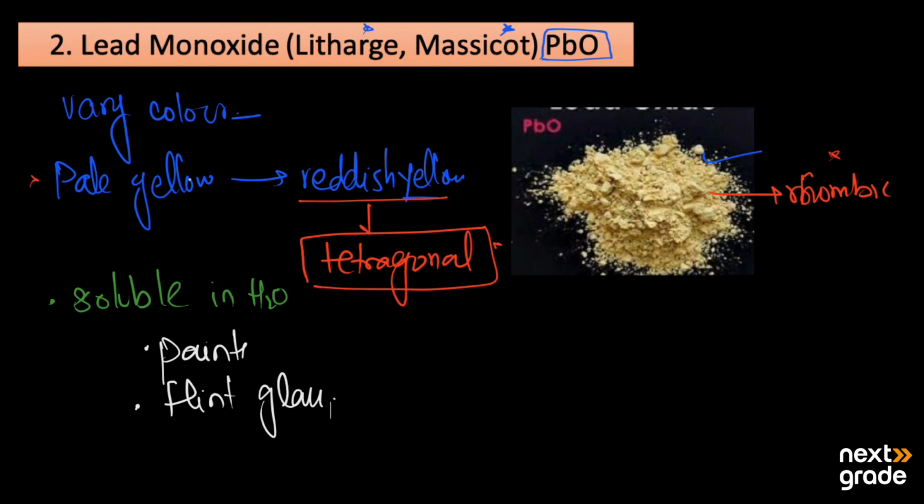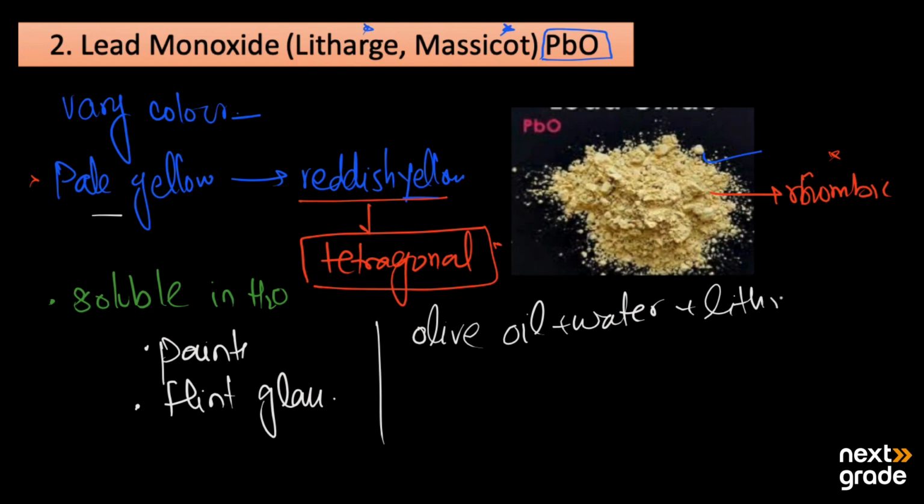But on the other hand, if we start to heat that litharge, or boil it with water and olive oil, so we have to heat it with olive oil plus water plus litharge, then what can happen? What type of product can we gain? Then we gain a sticky adhesive mass. So the product will be a sticky adhesive mass.